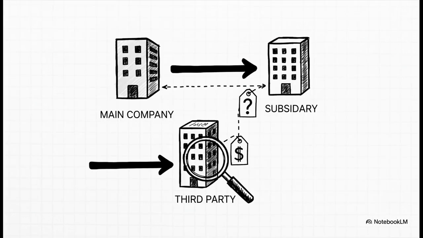The first one, the comparable uncontrolled price method, we just call it CUP, is really the gold standard. It's the most direct and preferred method. If your company sells the exact same thing to its own subsidiary and to a totally independent customer, well, there's your benchmark. The price you charge that outside party is considered the most reliable evidence of an arm's length price.